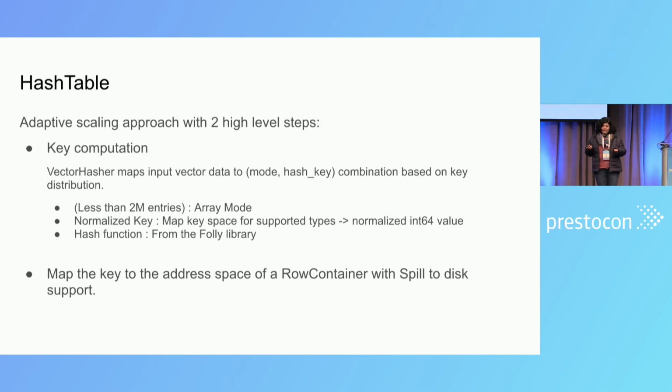And if you can't do this, then you go to the next level where you use a hash function, using something from the Folly library, and Folly is like Facebook's evolution of Boost. Yeah, and this is what I wanted to illustrate: what we mean by runtime optimization. This is the kind of thing that goes on. So you do all this hashing, and it maps to some address of a row container, and this row container can be split to disk.